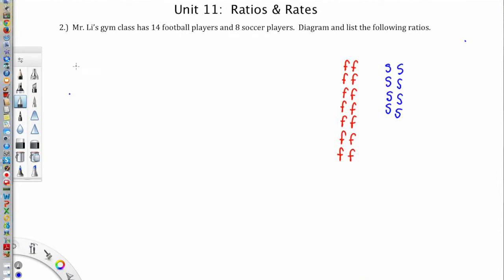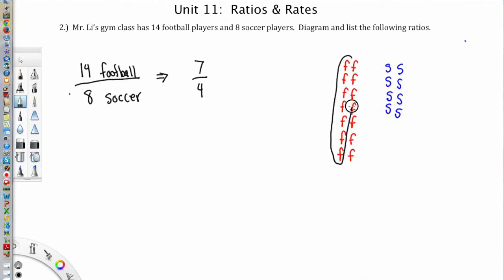First of all, we can just do a part-to-part ratio. We can say that we have 14 football players for every 8 soccer players. We can simplify this to 7 over 4, which would look like we're taking just factoring a 2 out of both. We're saying, okay, we got 7 football players to 4 soccer players. That's our most basic form of this ratio.